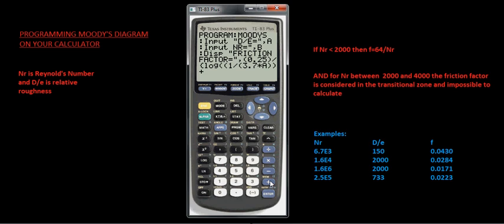Plus, and then we're going to put in a bracket here. 5.74. Put everything in brackets just to make sure it does it by itself. 5.74 divided by B, alpha B, to the power of bracket 0.9 closing bracket, and then we're going to close that B over. So close the B.